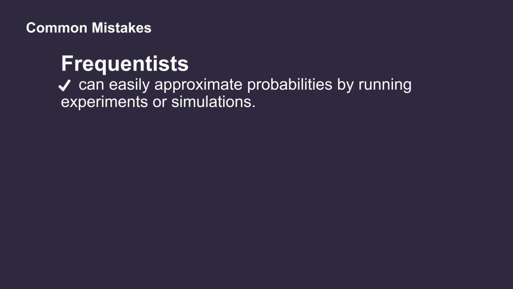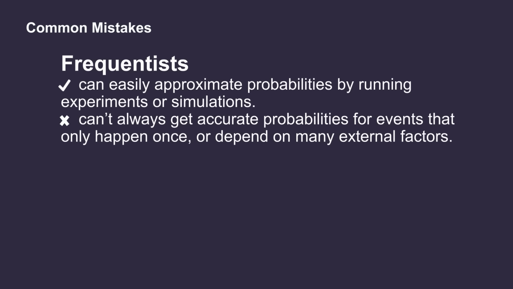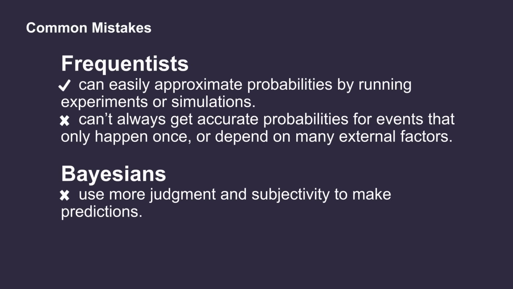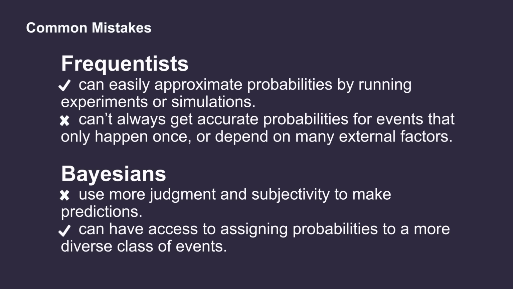Frequentists can easily approximate probabilities by running experiments or simulations, but they can't always get accurate probabilities for events that only happen once or depend on many external factors. Bayesians might use a little more judgment and subjectivity when it comes to making predictions about probability, which isn't great from a scientific point of view, but the nice thing is that we can have access to assigning probabilities to a more diverse class of events with this interpretation.